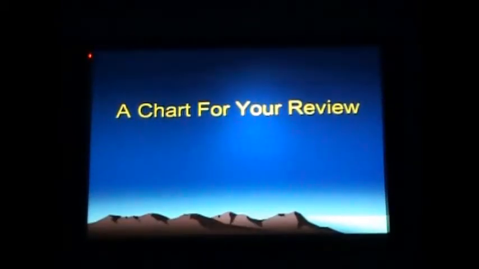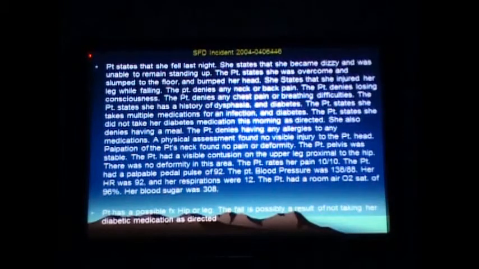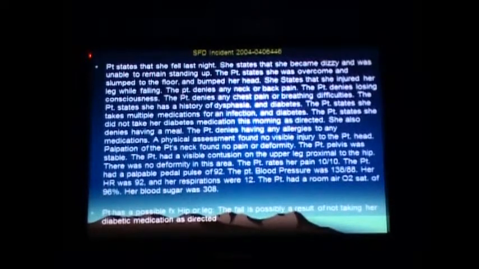Watching out for it. This may or may not work for you guys. This is actually a Sparks Fire chart. So read it. This is a SOAP. This is narrative. They don't have checkboxes per se.